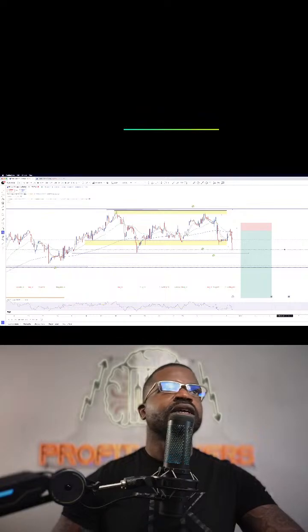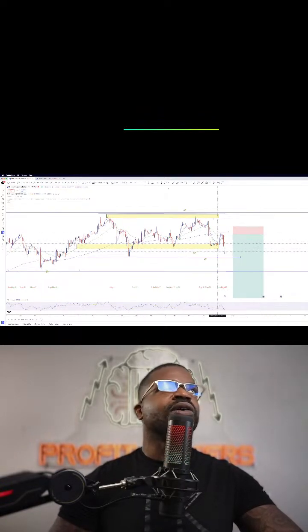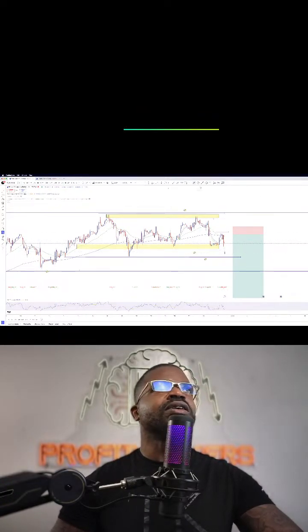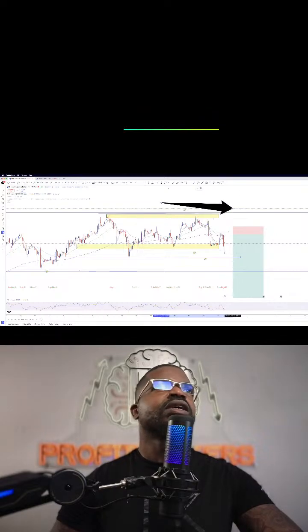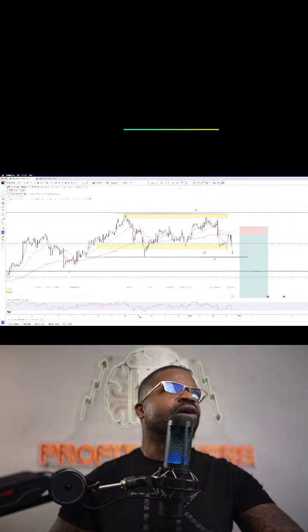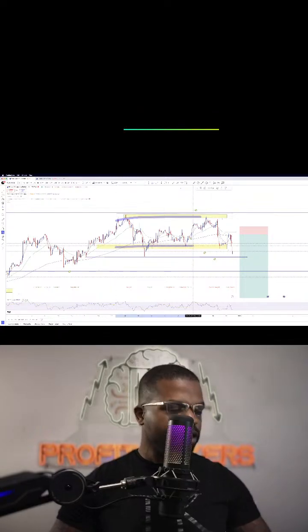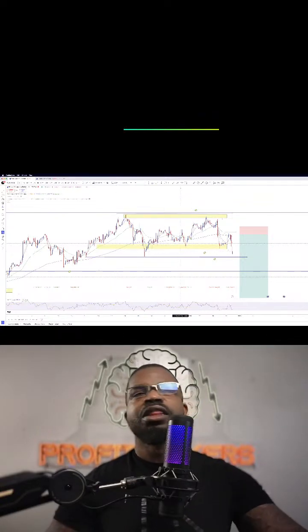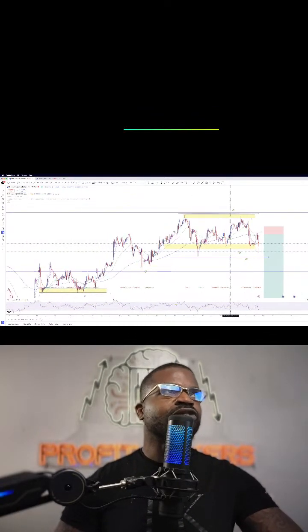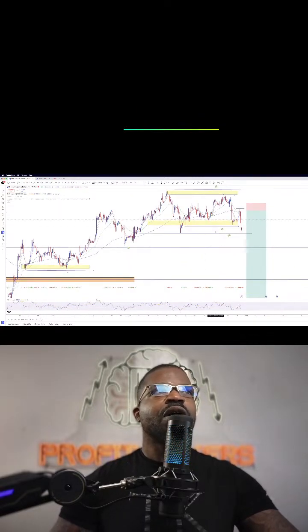I appreciate that. So we're taking a look at EuroCAD. We caught a sale from this area. We're already in profit. I noticed we had a lot of consolidation right here in this area, and there's a concept that we use when trading. It's called stop hunting.